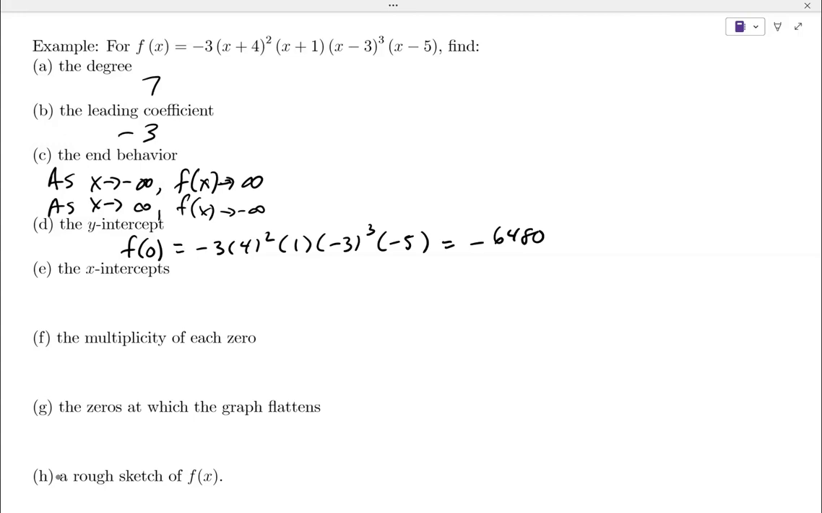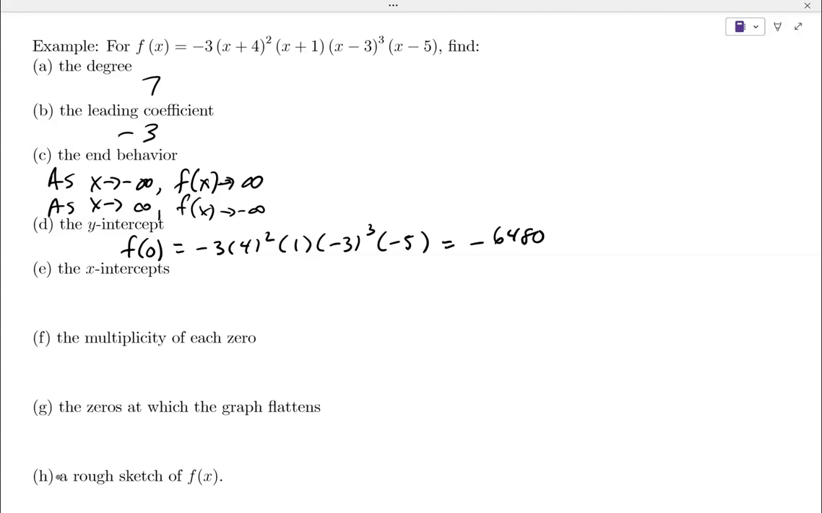So let's see, it should be positive or negative. Let's start there. When you do a cube of a negative, you'll get a negative. So that's going to make it positive times another negative. It should be negative when we're done. All right, cool. Like I said, when we do a rough sketch, we're not going to draw this to scale, right? I'm not going to try to scale down to -6480. Okay. All right. How about x-intercepts?